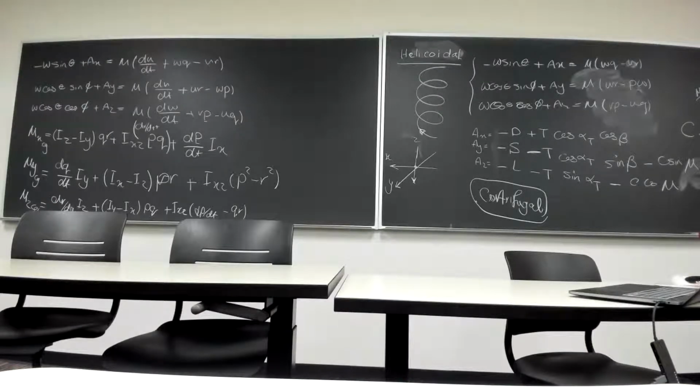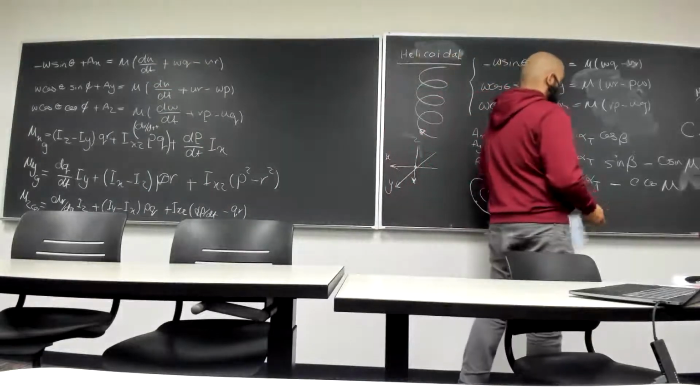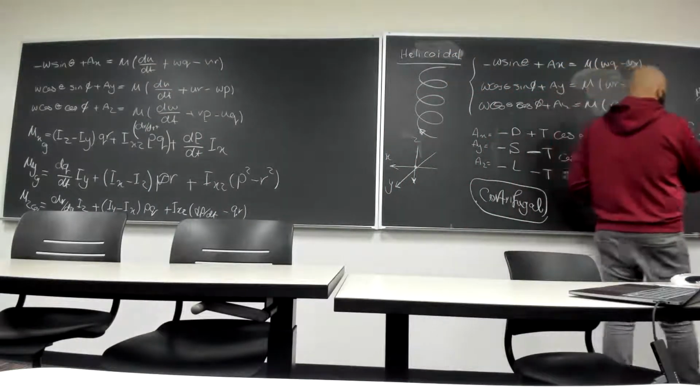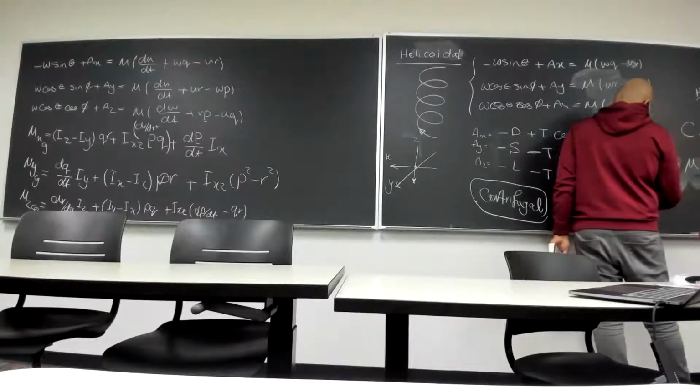So you're going to have a component of your centrifugal force in the y direction and another component in the z direction. That's sine and cosine: C cosine of mu.